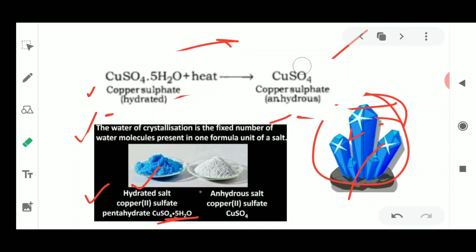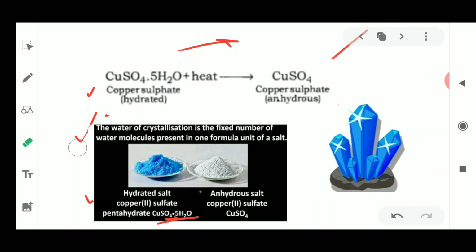Now what you are going to do is heat this. Once this hydrated form of copper sulfate is heated up, it is going to change color and become white. This white colored salt is known as anhydrous copper 2 sulfate. The formula remains the same, only the water of crystallization is released. Once it is released, it becomes dry and is known as anhydrous.